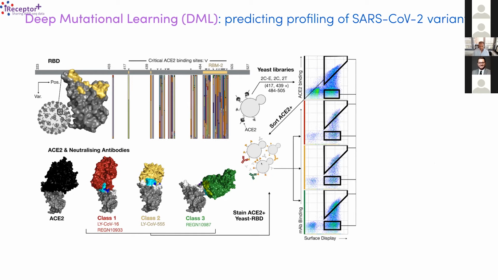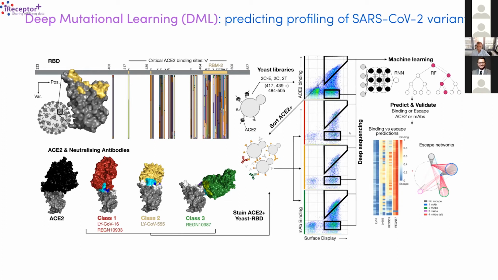And so those are labeled individually, and again, variants or mutations in the library that maintain binding or escape binding are selected. And then all populations are prepared and used for deep sequencing. And so we generate this large deep sequencing data set of binding and non-binding for ACE2 and for antibody binding and antibody escape. And then we train machine learning models that are able to predict binding or escape.